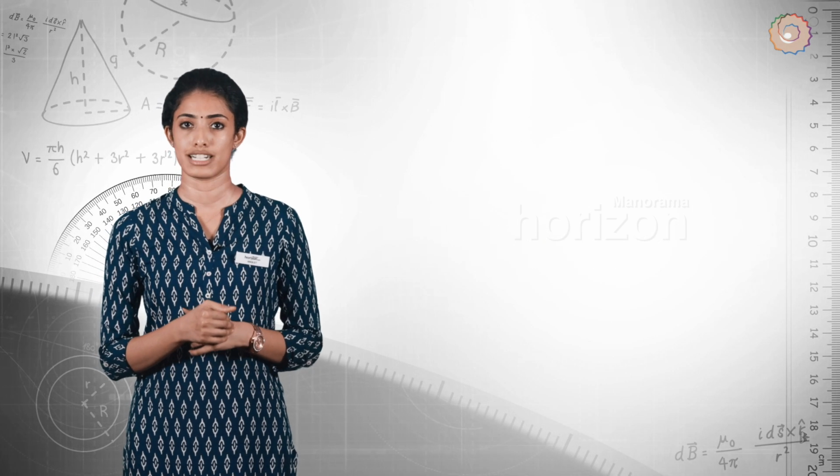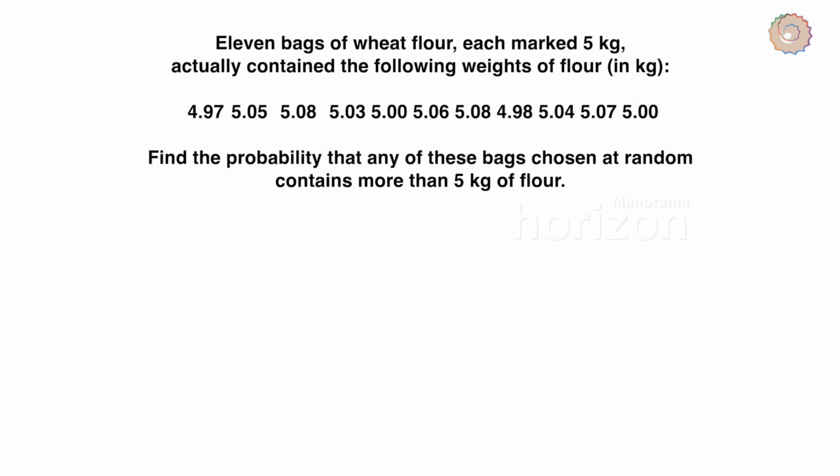Let's consider another problem. 11 bags of wheat flour, each marked 5 kg, actually contained the following weights of flour in kilograms. Let us find the probability that any of these bags chosen at random contains more than 5 kg of flour. The solution to the same is as follows.